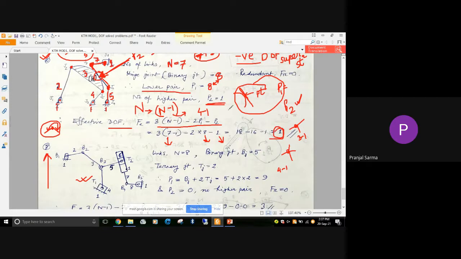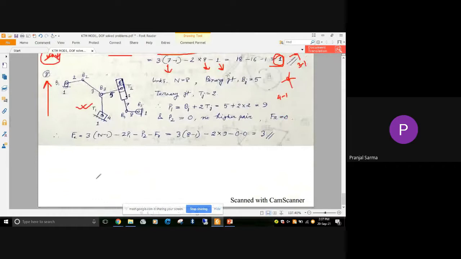What you should be able to do is this: for any figure given, if you have to find the degree of freedom, who can tell me the steps? First step, what to do?